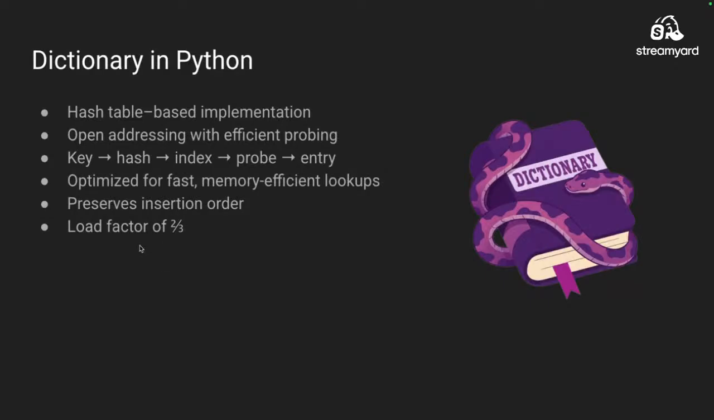The load factor of the Python dictionary is 2 by 3. What this means is that once the load factor reaches 2 by 3, the hash table size will be increased by Python. Suppose we have 10 buckets initially, and the size reaches 7. Then the size will be doubled to 20 or something like that.